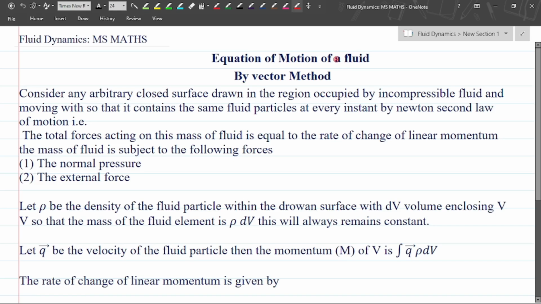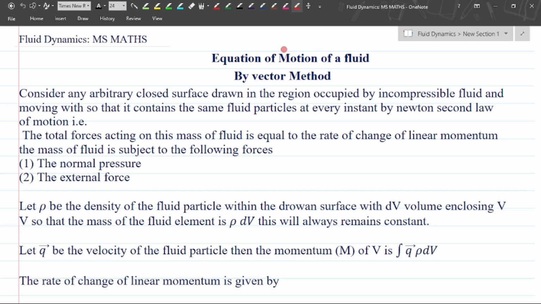In this video we are going to discuss the equation of motion of a fluid. We have already discussed the equation of motion, calculated using Euler's equation, or the simple concept of net forces and the concept of acceleration. Now in this video we will find the equation of motion, or Euler equation, using the vector method.